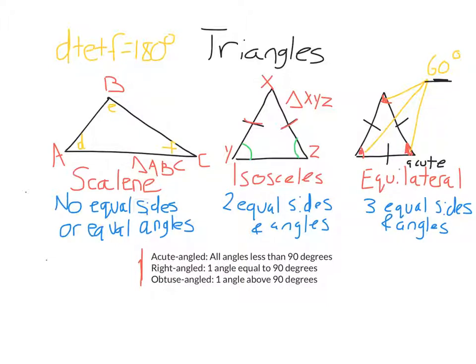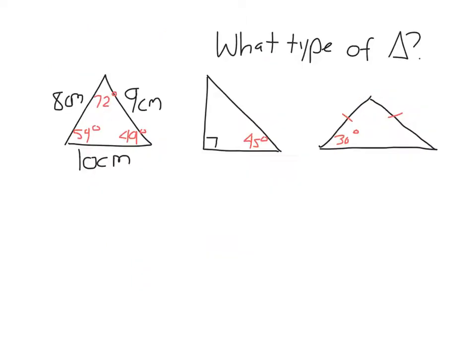So let's look at a couple of examples where we go through this. So please pause and copy this down if you need. So in each of these, we will determine which type of triangle we have.